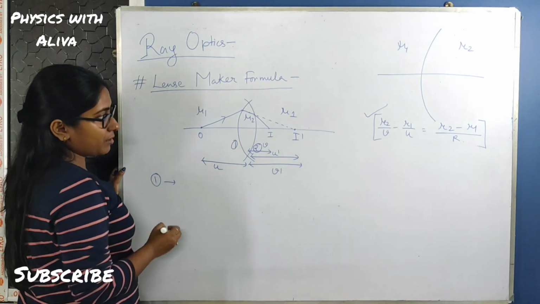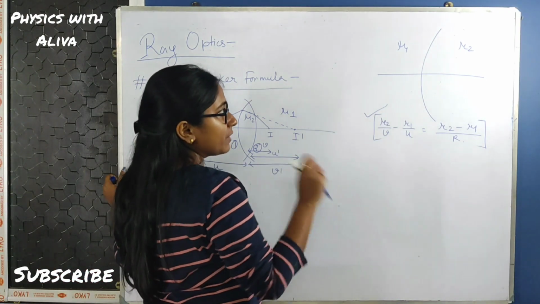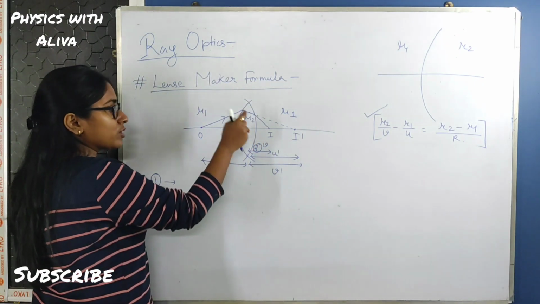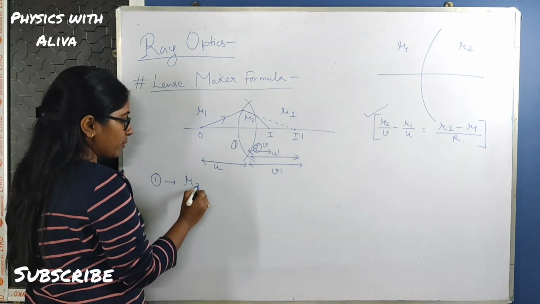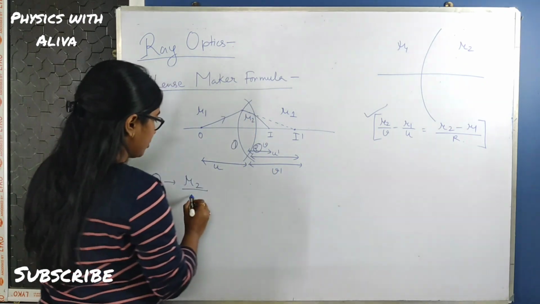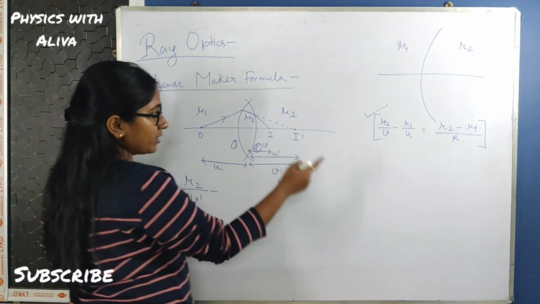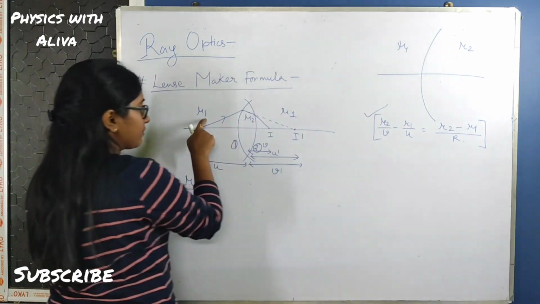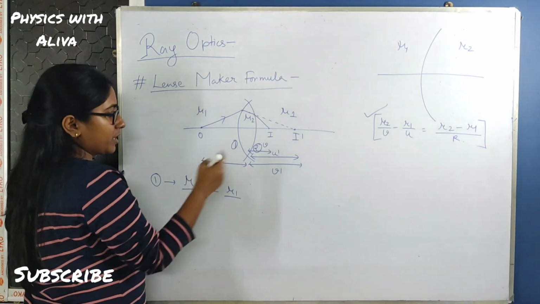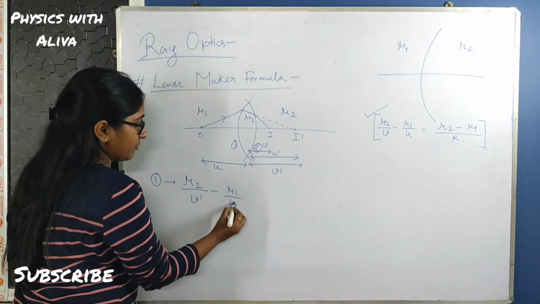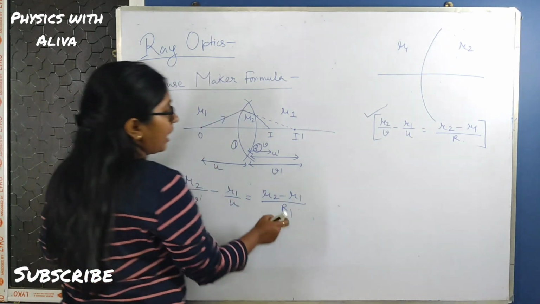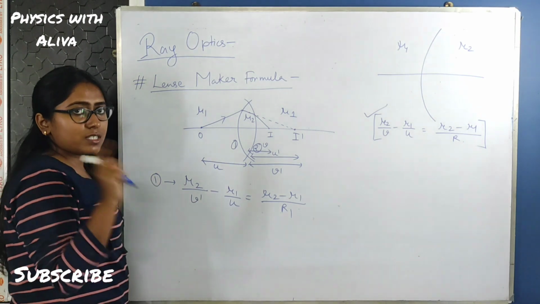For the first spherical surface, the refractive index of the second medium is mu2. So we will write mu2 divided by the image distance, which for the first spherical surface is V dash, minus mu1, the refractive index of the first medium, divided by the object distance U, is equal to mu2 minus mu1 divided by R1, where R1 is the radius of curvature for the first spherical surface.